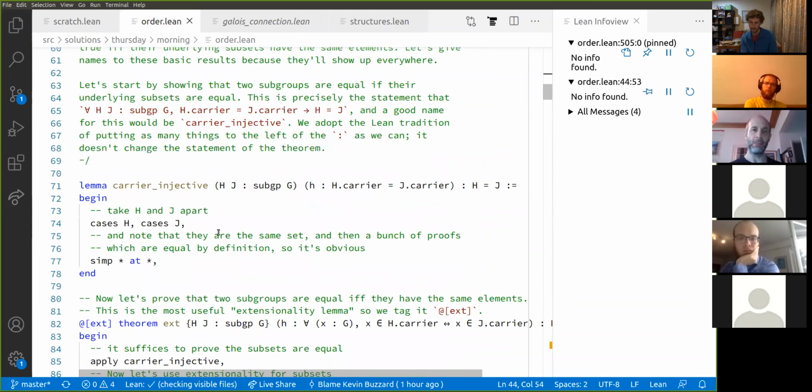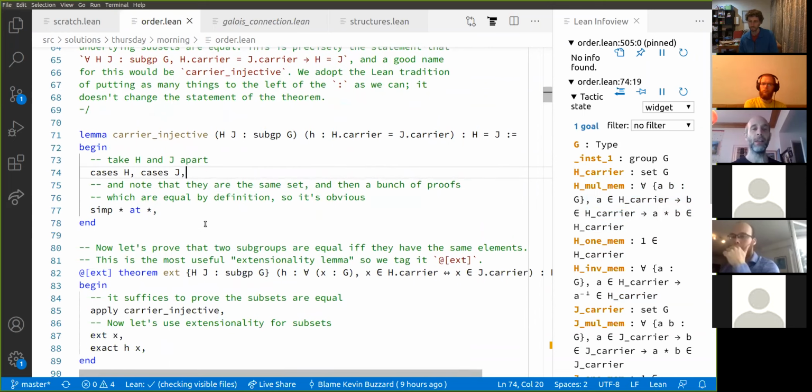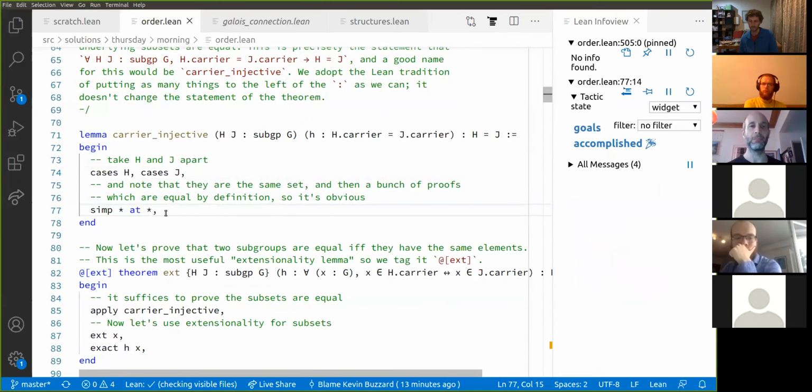So this is obvious because if you take H and J apart, you realize that actually H and J are carriers, they're nothing more than carriers together with some axioms, and 2 proofs of the same theorem are by definition the same proof. So the simplifier just kind of deals with this problem instantly. So this is the statement that the carrier, this says for all H and J, if H dot carrier equals J dot carrier, then H equals J. And if you think about it, that's exactly the statement that the carrier function is injective. So that's an extensionality lemma. It tells us a way to prove that 2 subgroups are equal.